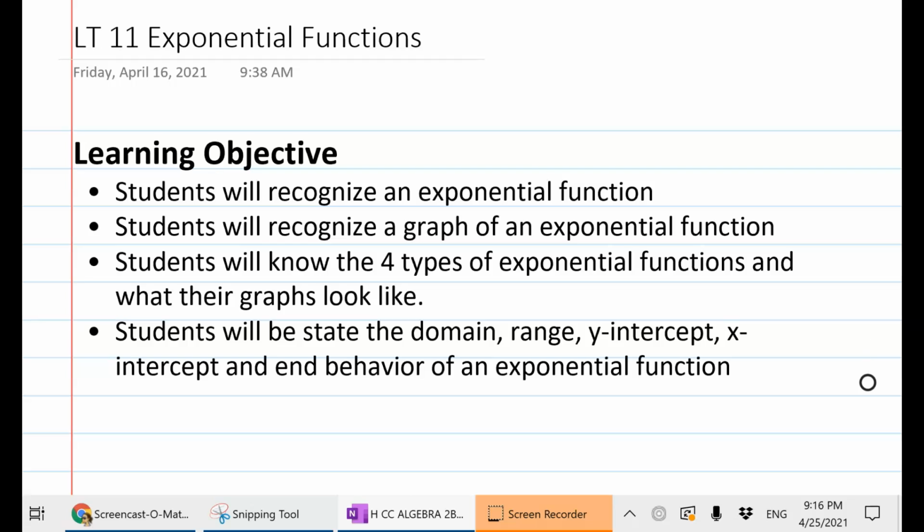You're going to go ahead and pause right here and make sure you copy this down. LT11, exponential functions. Make sure you read the learning objectives. I will go over them as we learn them and remind ourselves that yes, we did cover that. Pause that right now and read this. Make sure you have a pen and pencil and you're ready to take notes. Alright, welcome back. So you have read those, and I'm going to move on.